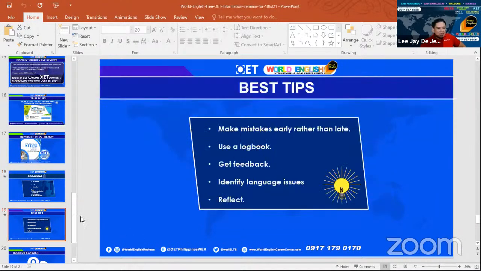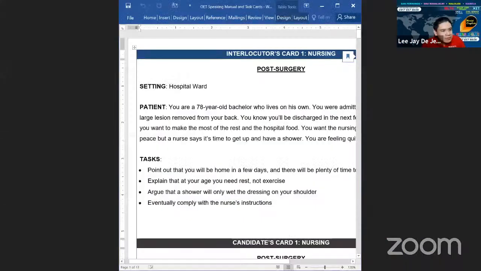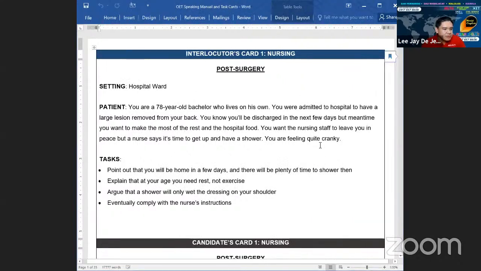Okay, I want to show you a sample of the speaking test. So let's have a look. So if you're curious, ito po yung itsura niya. Okay, let's enlarge that a little bit. Here you go.